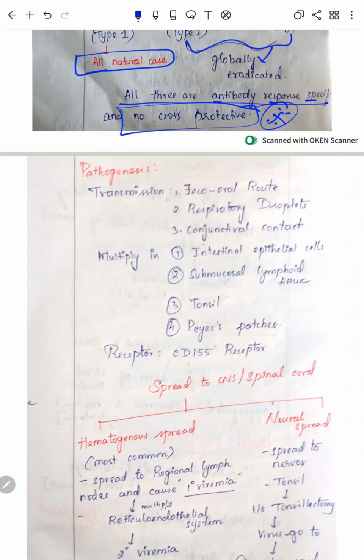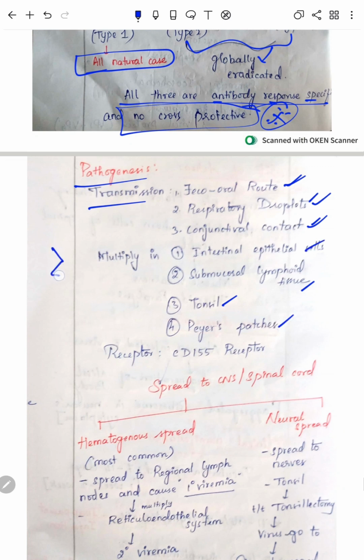Okay, how does the polio virus cause disease in our body? Let's start the pathogenesis here. The transmission is due to the fecal-oral route, respiratory deposits and conjunctival contact. This is lung, this is eye, and this is the fecal-oral route, which multiplies in the tonsil, submucosal lymphoid tissue, the intestinal epithelial cells and Peyer's patches.